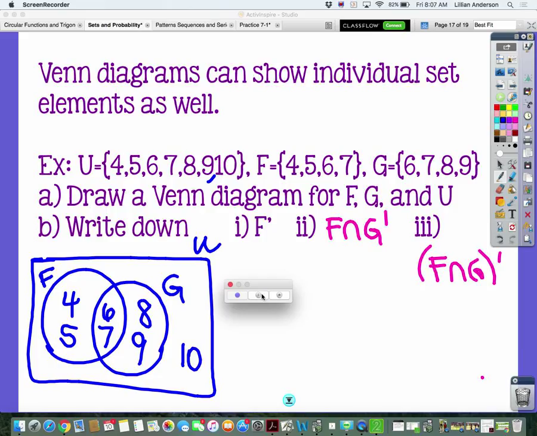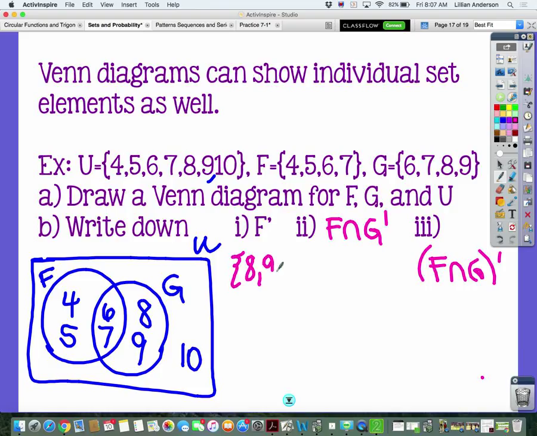So remember that F complement is everything that's not in set F. So all the numbers that are in set F, you don't want to include those, but all the ones that are not a part of that. So that will be the numbers 8, 9, and 10. Because all those are outside of the circle that's F.